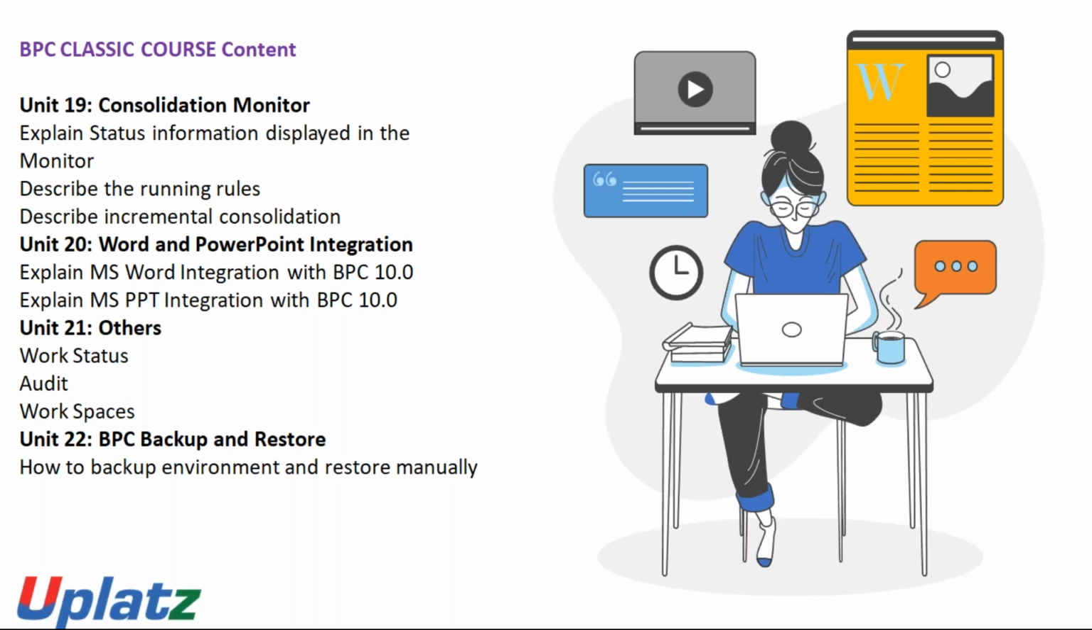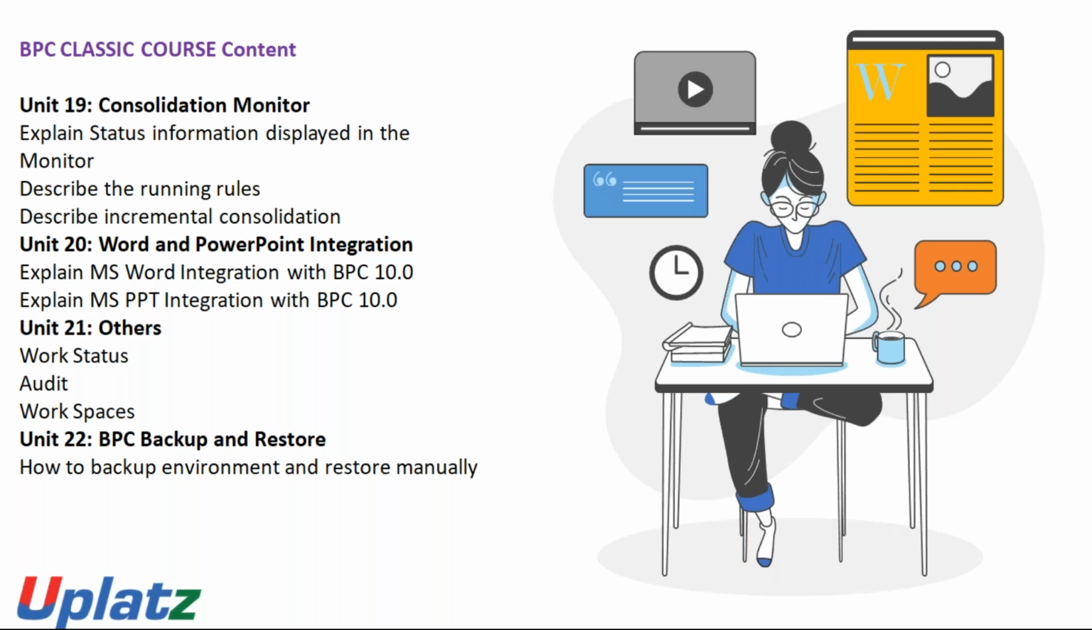And auditing is for recording the changes. There could be 200 users or 500 users in a BPC system, according to the industry. Whoever changes the data, we can't say who changed it without this audit function. So we can enable it and see the audit reports, which can be covered here. And we can do a manual backup and restore of BPC, which is the last and final part, covered in the 22nd unit.